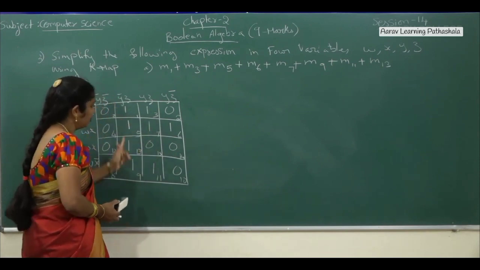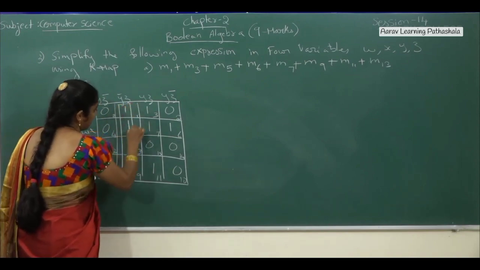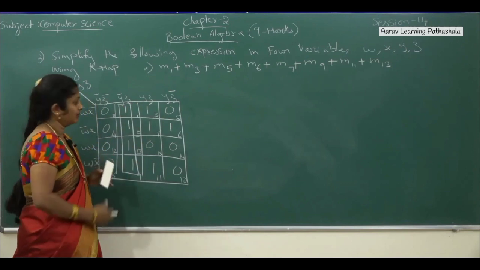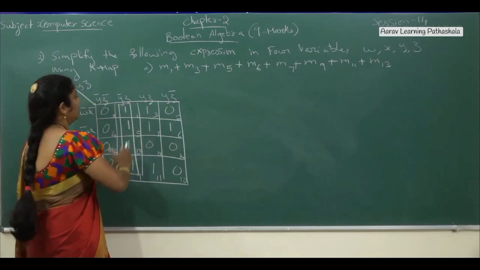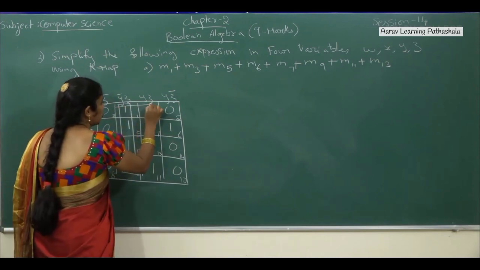Now what I have to do? I have to take a quad here. See, this is the quad. This is the first quad I can take. Then I can take these 4 1s we have. Then I can take one more quad here.